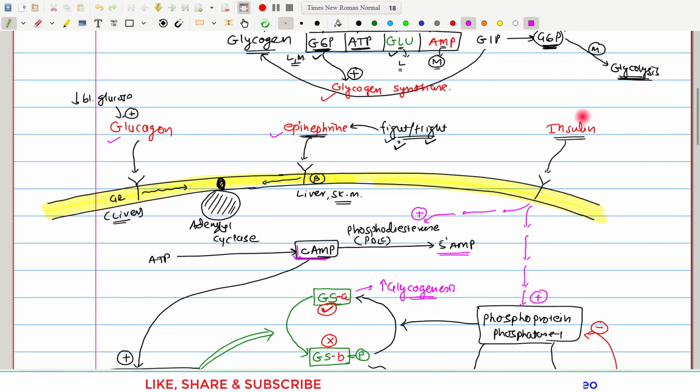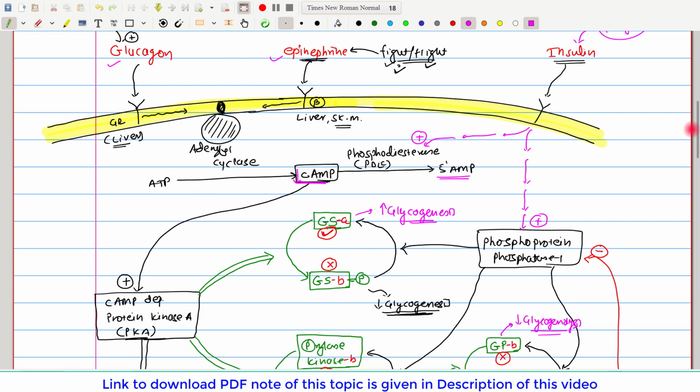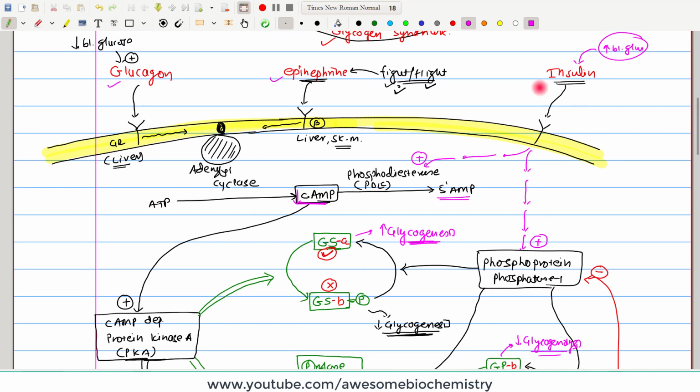Insulin is secreted in response to increased blood glucose. This increased blood glucose leads to release of insulin from the pancreatic cells. It will come into all the cells, and it will stimulate phosphodiesterase, and so cyclic AMP will decrease, and it also causes dephosphorylation of all these 3 enzymes. By that, there will be increased glycogenesis in which glucose will be utilized. So it will lead to decreased blood glucose. So here insulin is also regulating blood glucose.